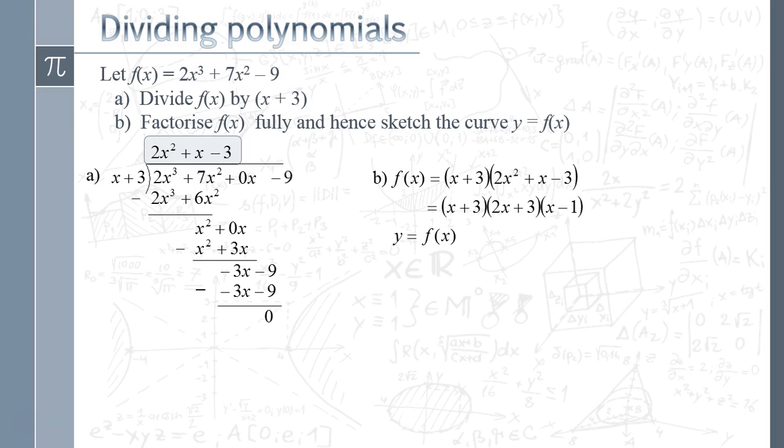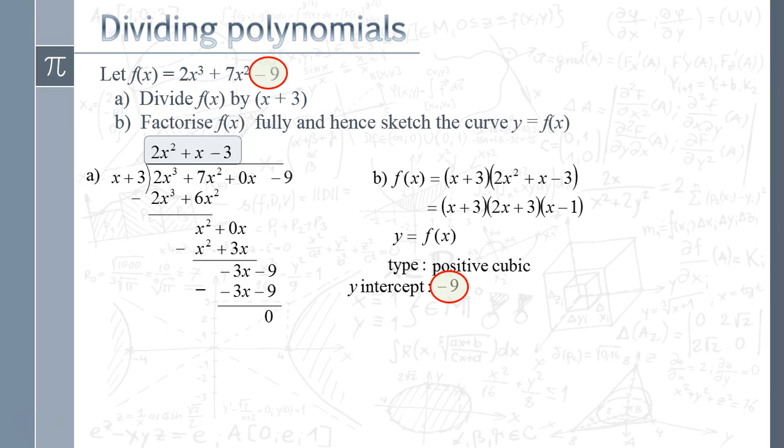Okay, it says hence sketch the curve y equals f of x. So let's have a think about what that's going to look like. Well, y equals f of x. f of x is a positive cubic, so that tells us about the shape of the curve. The y-intercept, when x is 0, we're just left with a -9. So we've got a y-intercept there.